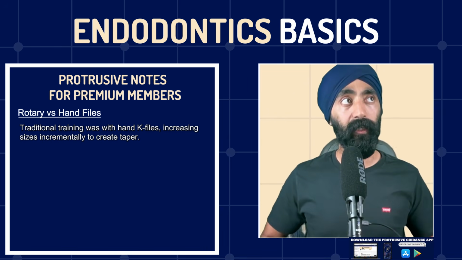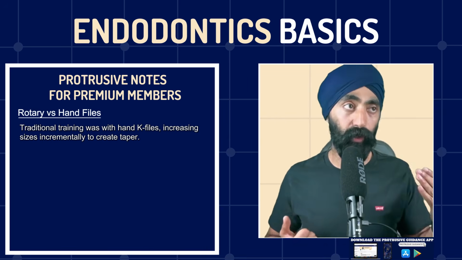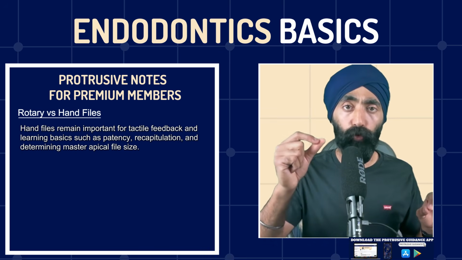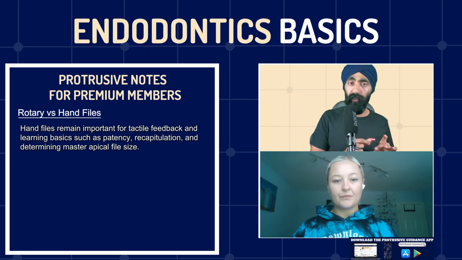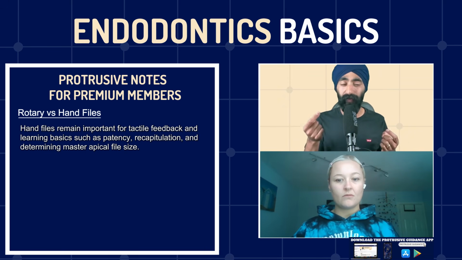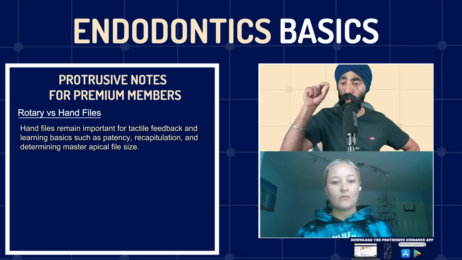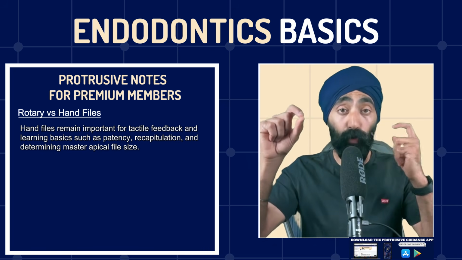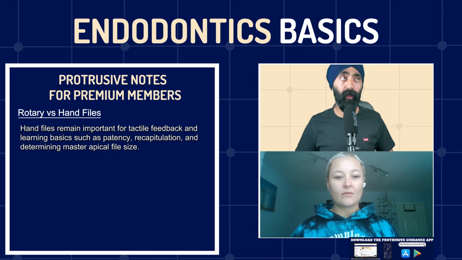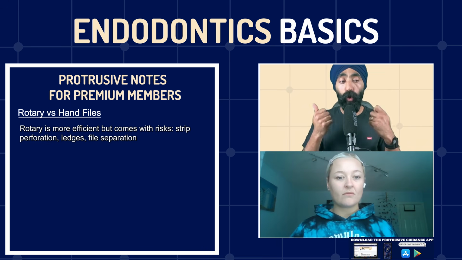And essentially, we know that the hand file system works. It's just not as efficient, but it's great to have those skills, because so much tactile feedback is involved in endo. Being confident with the K files and Hedstrom files and the basics of it, as long as you understand that when you're doing it, you're trying to determine tug back, and you're trying to determine the master apical file size, for example, right? Those skills you do with hand files, and they're universal.